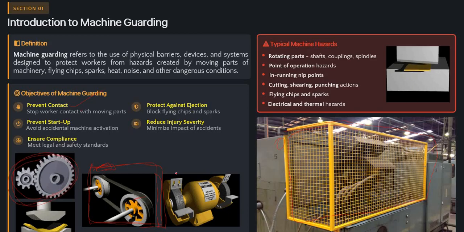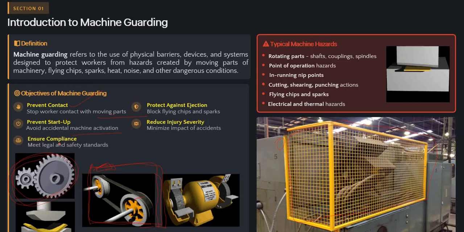So one is to prevent contact with the moving objects. Second is to prevent startup, that is, avoid accidental machine activation. Someone is working on it, so the machine should not start. For that reason we are installing interlocks.